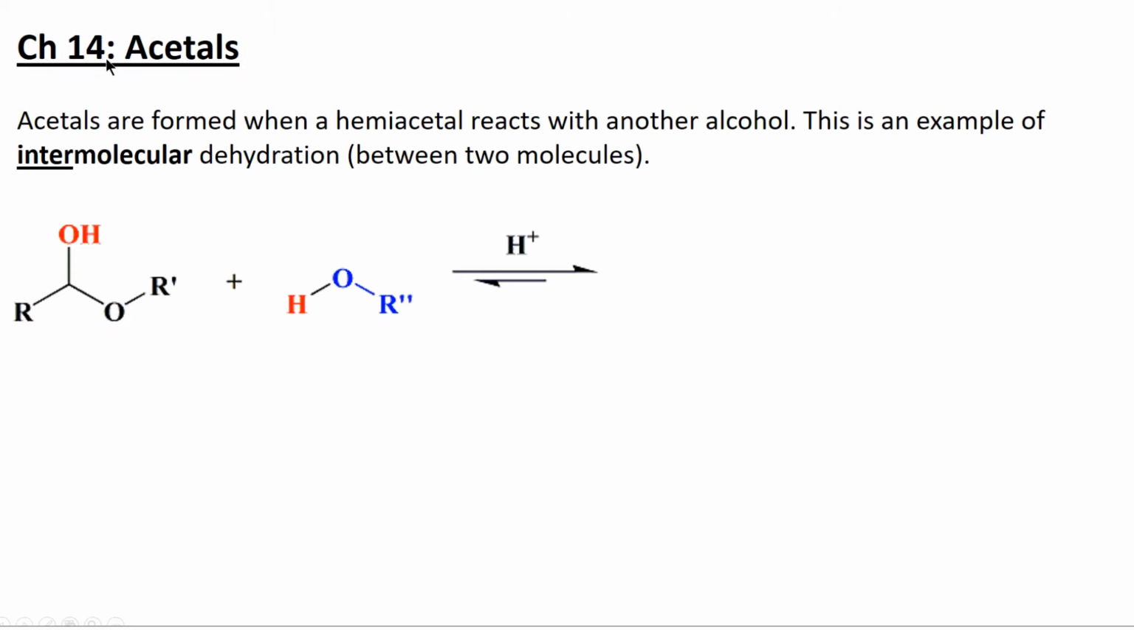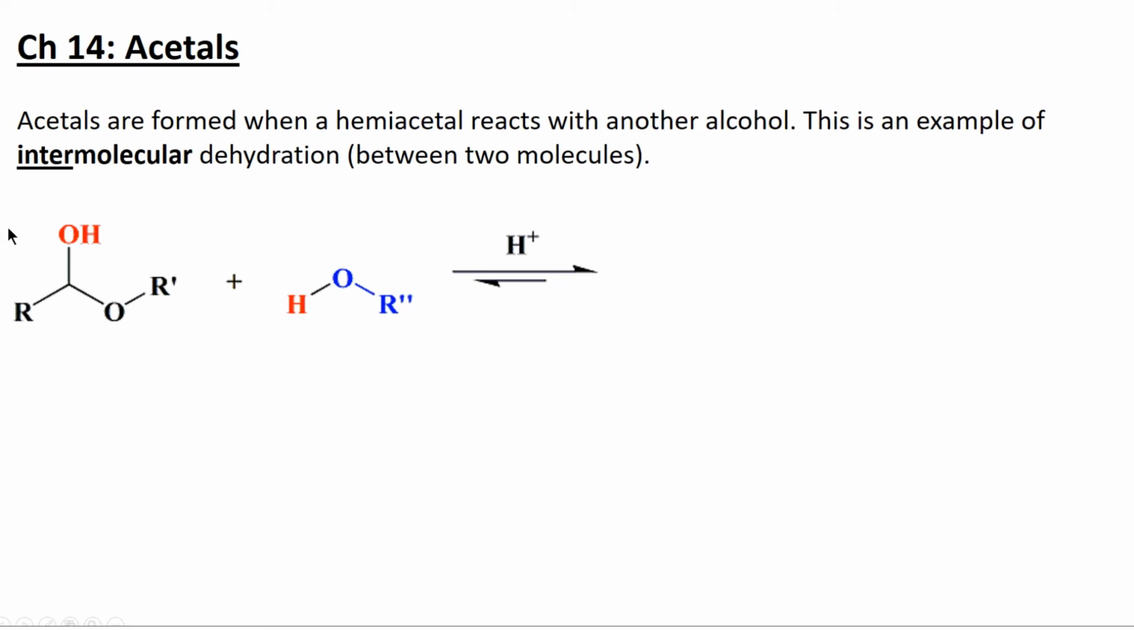All right, so acetals are formed when a hemiacetal, so we've got our OR group, carbon, and an OH, reacts with another alcohol. Now this is an example of an intermolecular dehydration, where inter means between two molecules, between two or more things. So this is different than the one that we just saw on the previous slide, which was an intra, which means within the molecule. This means we're losing water between two molecules.